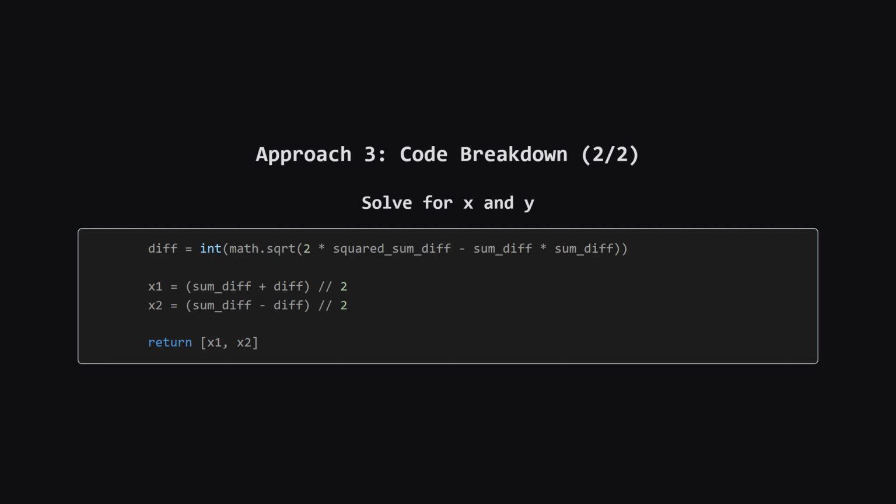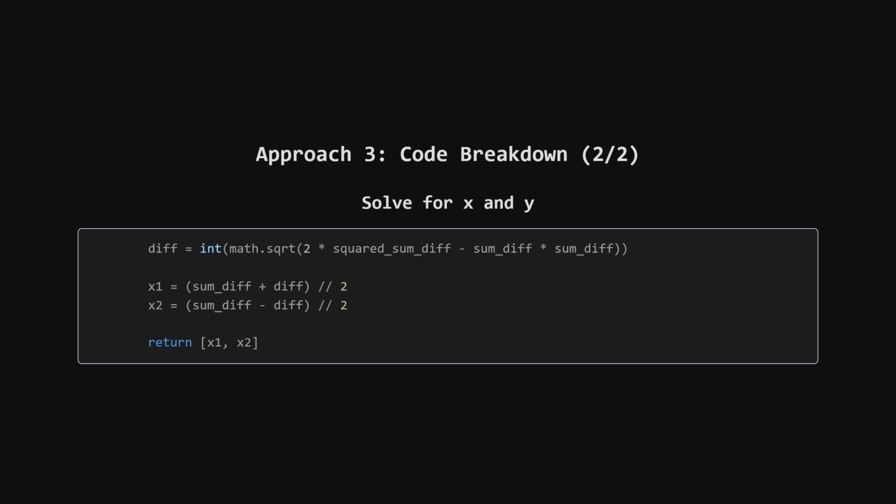Now for the final step, solving the equations. Through some algebraic manipulation, we can find the difference between x and y. The formula for this difference, which we'll call diff, turns out to be the square root of 2 times the squared sum difference, minus the sum difference squared. It looks a bit complex, but it's just a direct formula.